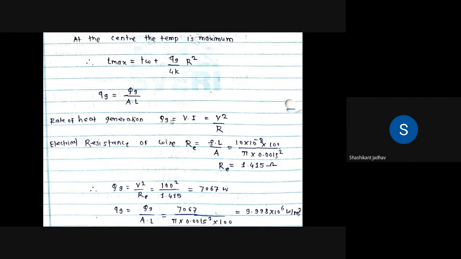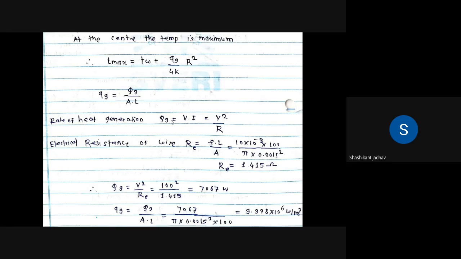Understood? Now put this value of small Qg into this equation and find out the value of T max, the maximum temperature at the center. Calculate the value of T max, and put that answer in the chat box so that I can check whether the answer is correct or wrong. All of you do the calculation.